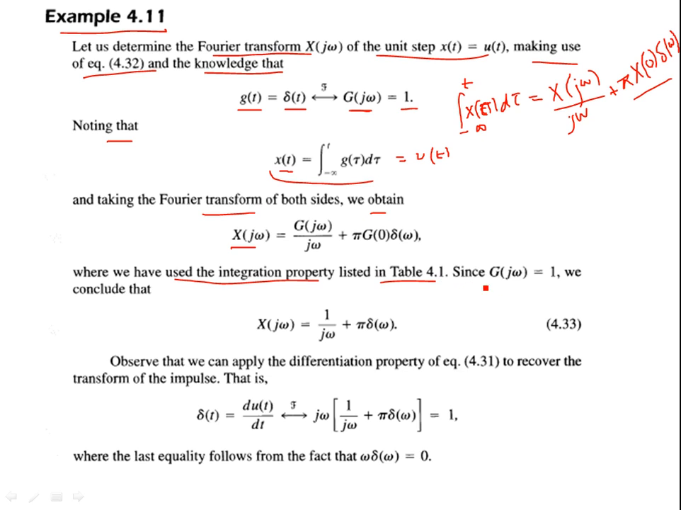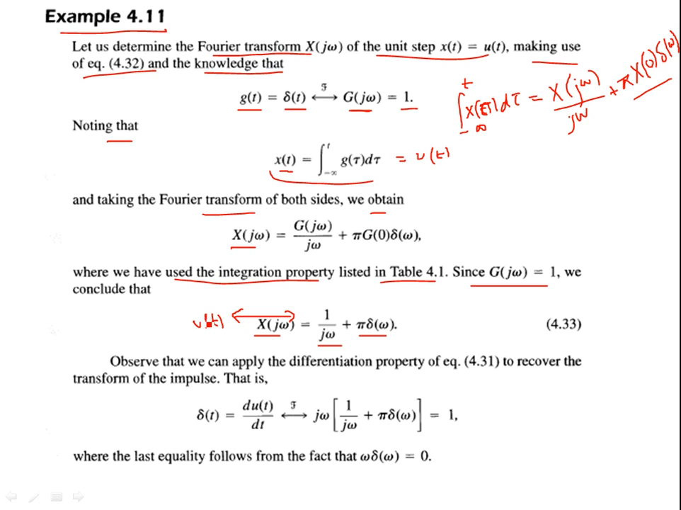Since G(jω) is 1, substituting this value in the above relation, x(jω) is 1 over jω plus πδ(ω). G(ω) is 1 for all ω, so G(0) is unity, of course. So that's your Fourier transform. This is basically the Fourier transform of u(t).